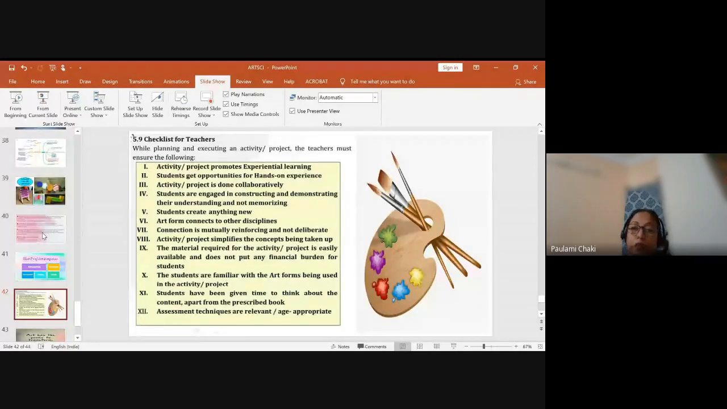The students should be familiar with the art forms, and if they are not familiar, we can always take help of art teachers. Then students have to be given time to think. Once we give an activity, we need to give a fair amount of time as per the activity, and then we can collect it back. And assessment techniques, if we are using it for assessment, should be relevant and age appropriate.